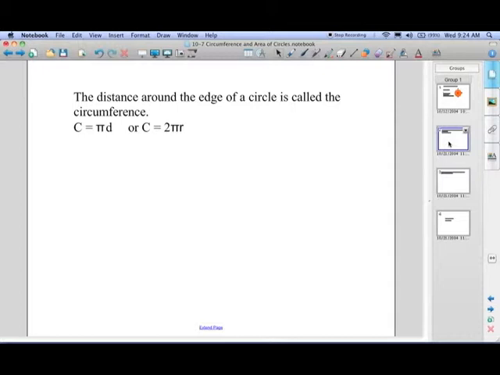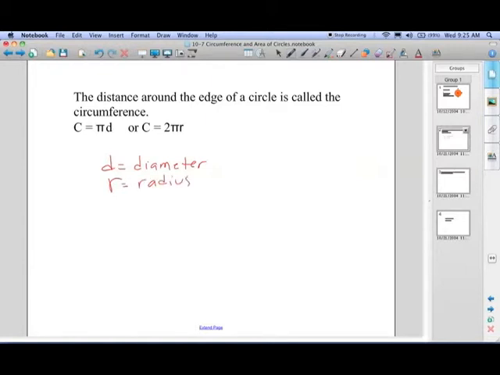The distance around the outside edge of a circle is called the circumference. It's given by two formulas, C equals pi d or C equals 2 pi r. C is the circumference. D is the diameter. And r is the radius.